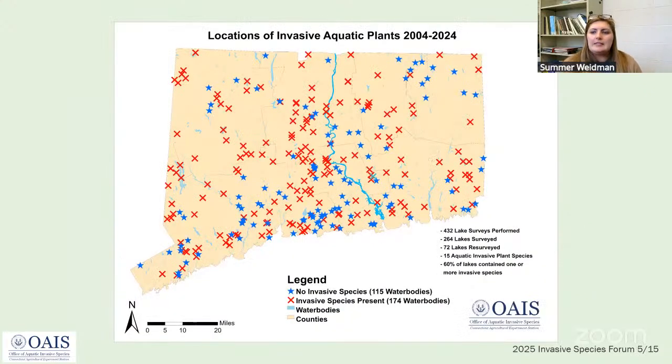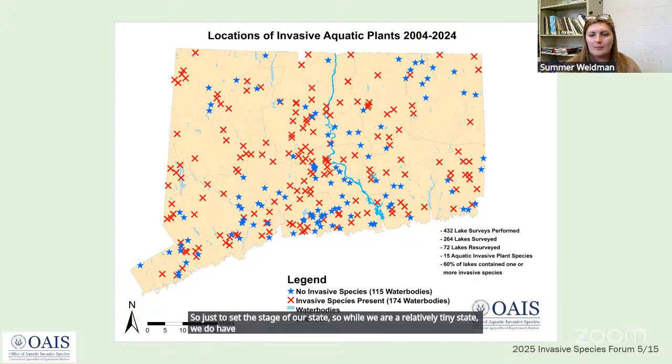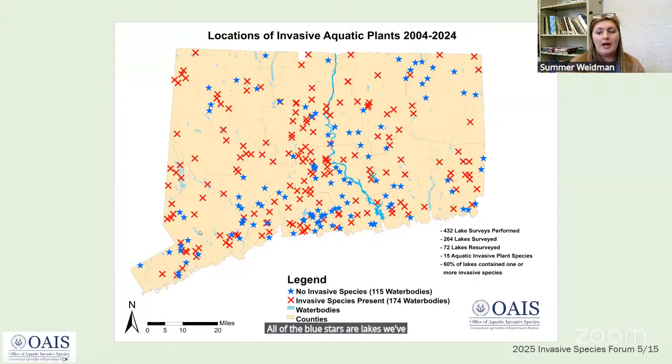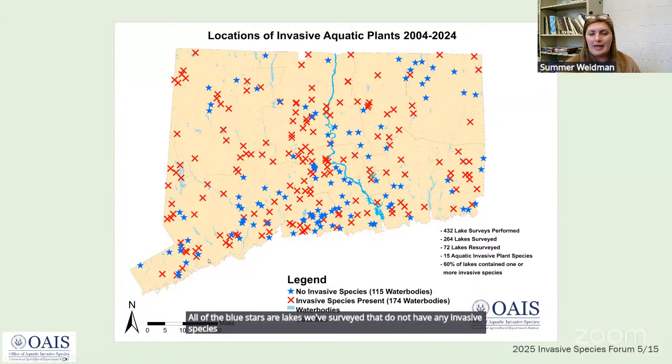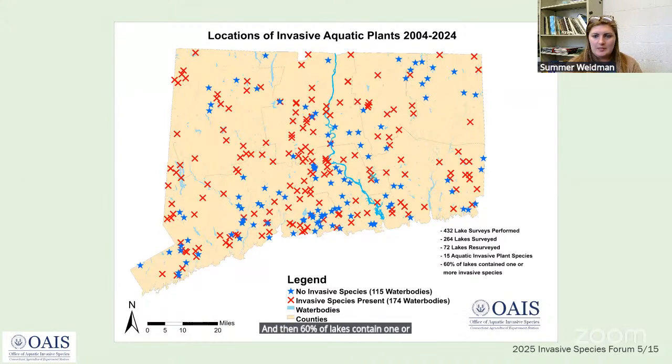So just to set the stage of our state, while we are a relatively tiny state, we do have quite a few infested water bodies. With this map, all of the blue stars are lakes we've surveyed that do not have any invasive species, and then the red X's are lakes with invasive species present. So we have surveyed 264 lakes, and we have identified 15 different aquatic plant species that are invasive. And then 60% of lakes contain one or more invasive species. So it's over half of the lakes we go to have an invasive species present.